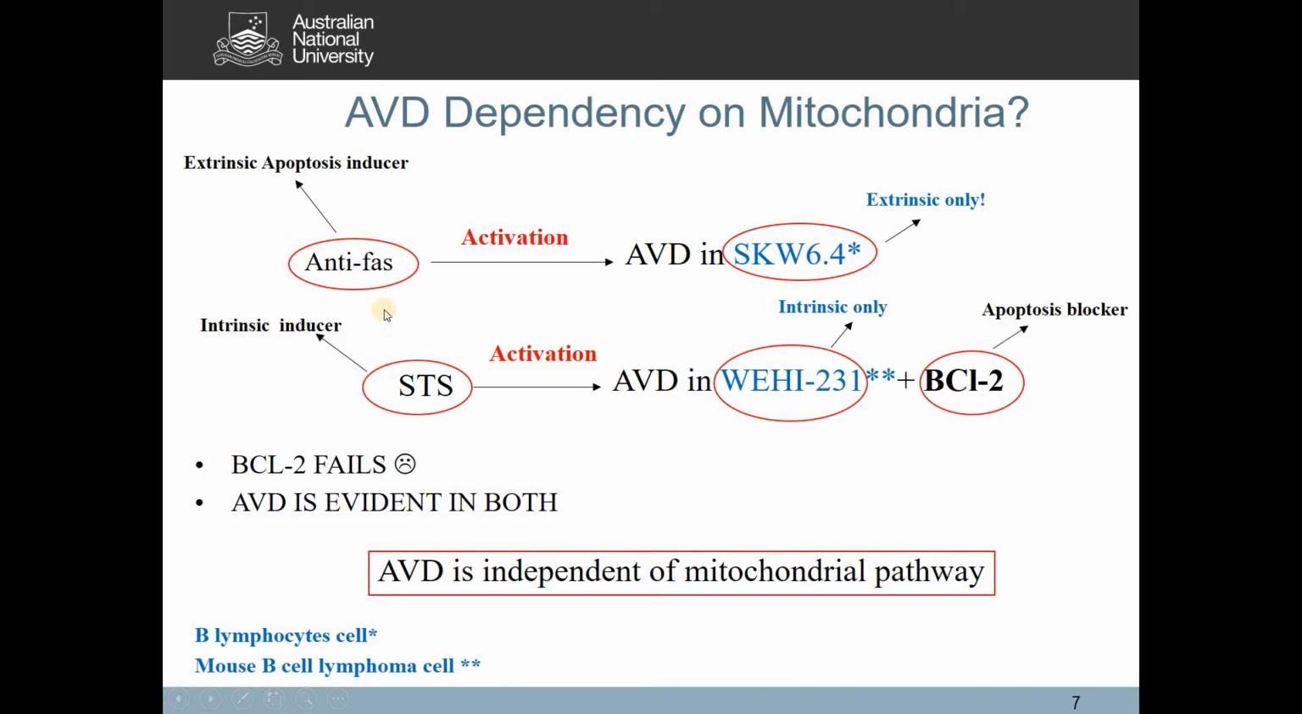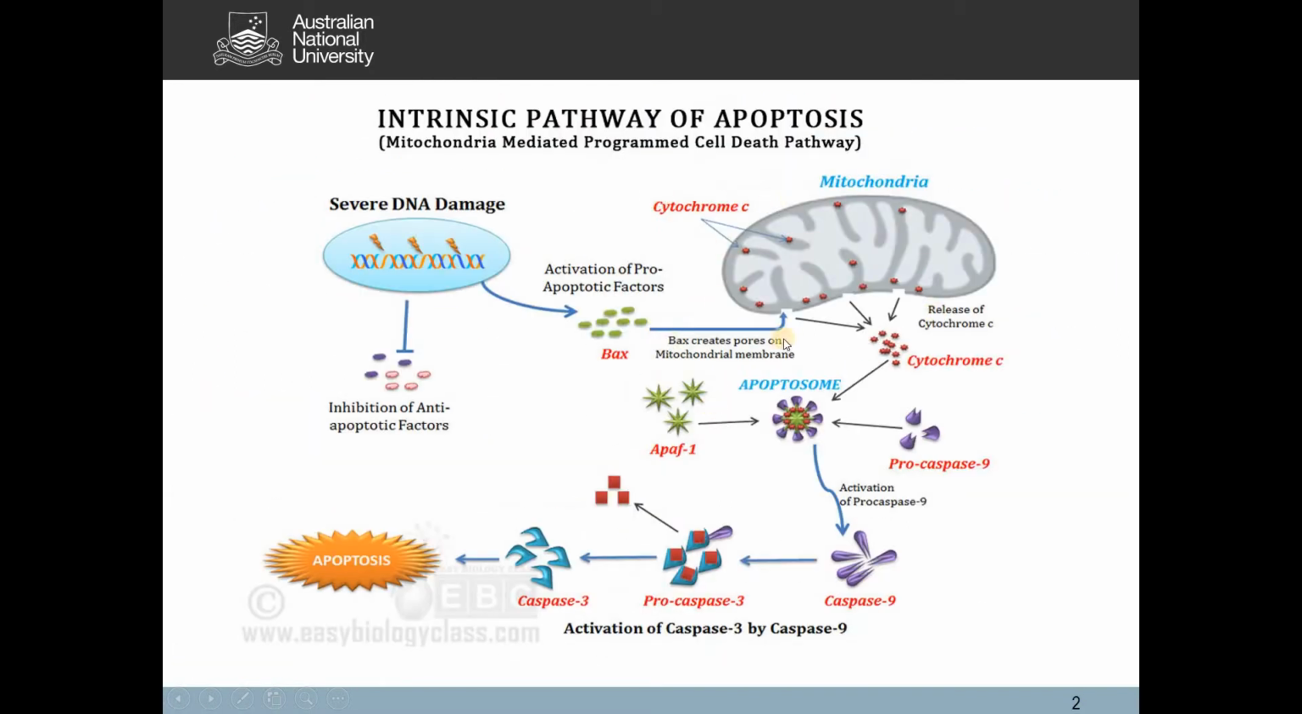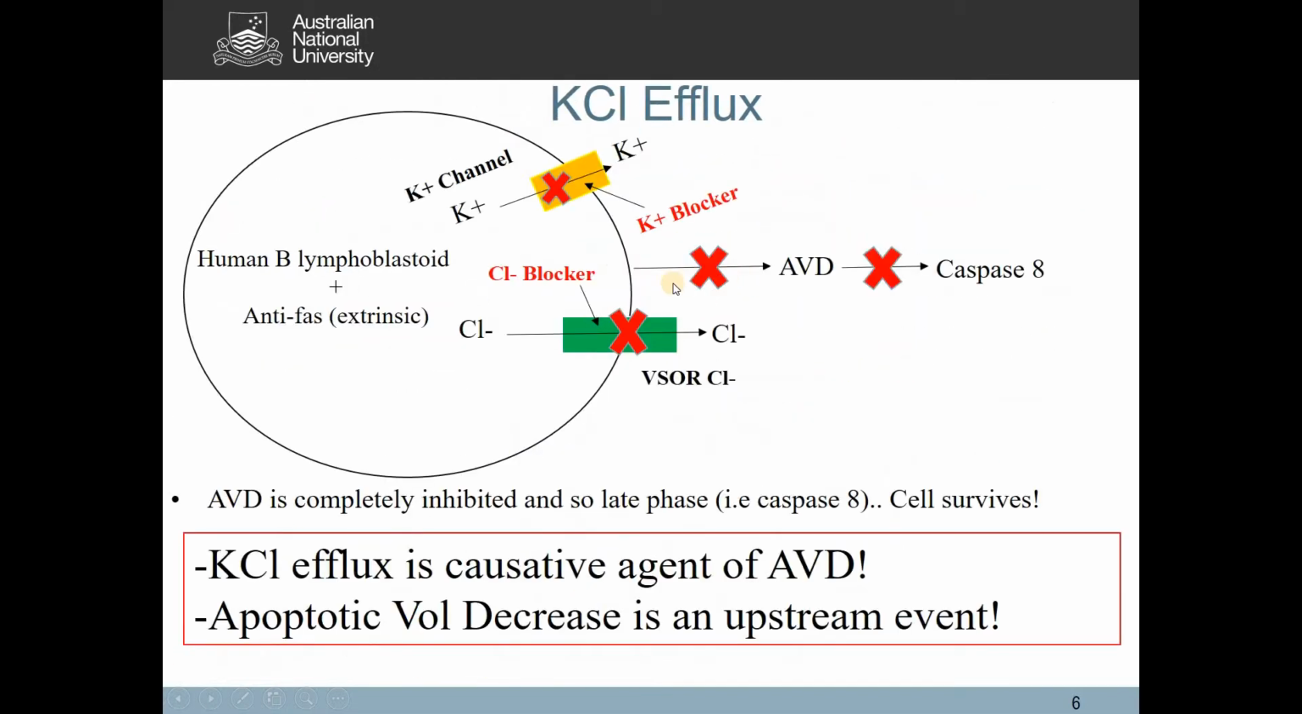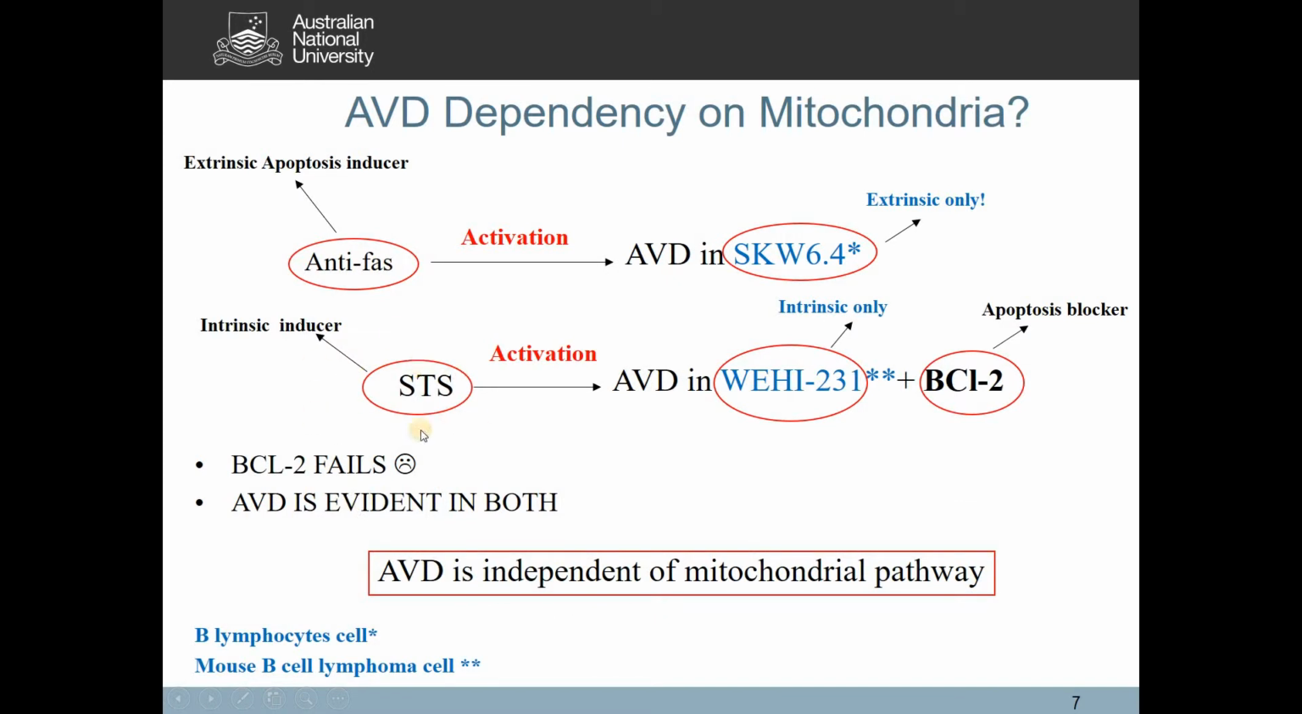Okay. So if we induce it with STS, it means we would activate the intrinsic pathway. We know exactly how STS does it is not clear yet, but you just assume that it's going to activate this pathway, for example, release of cytochrome C and so on. So we induce it with STS, and we activated the AVD, apoptotic volume decrease, in this specific cell.